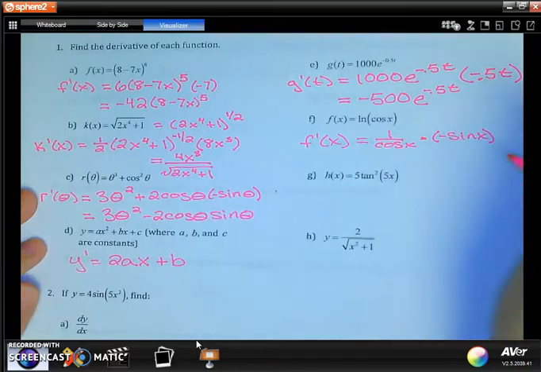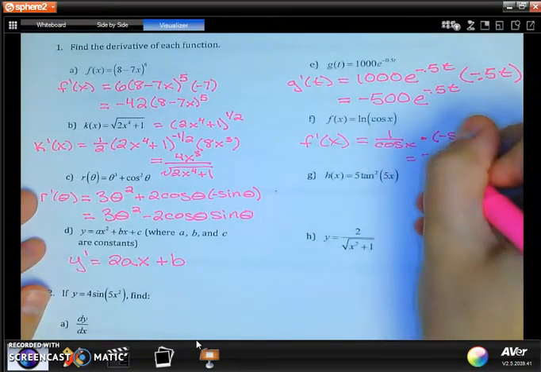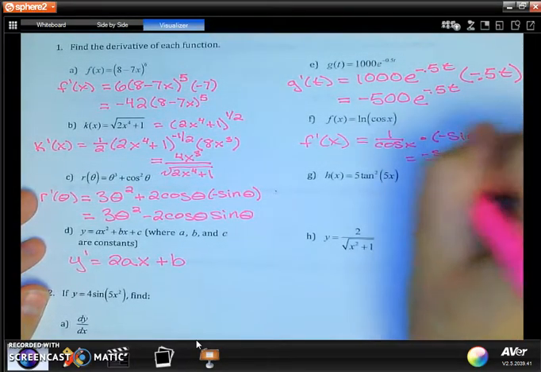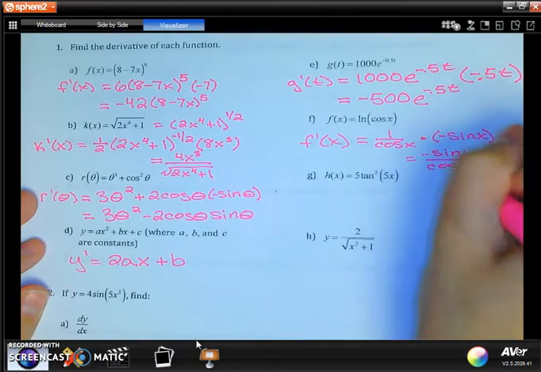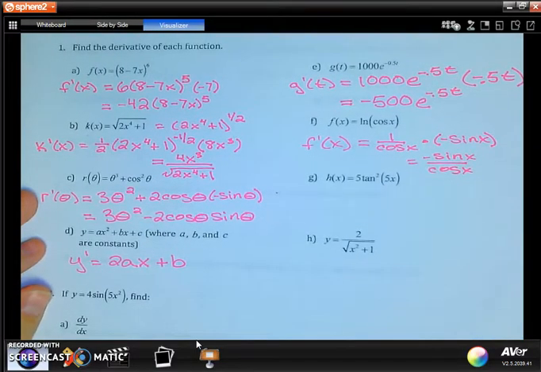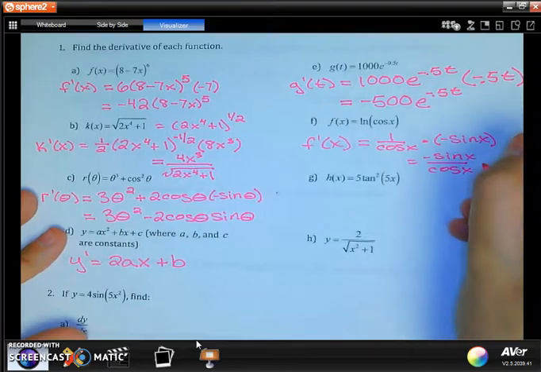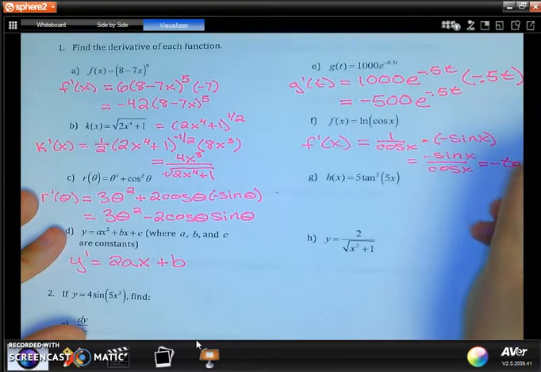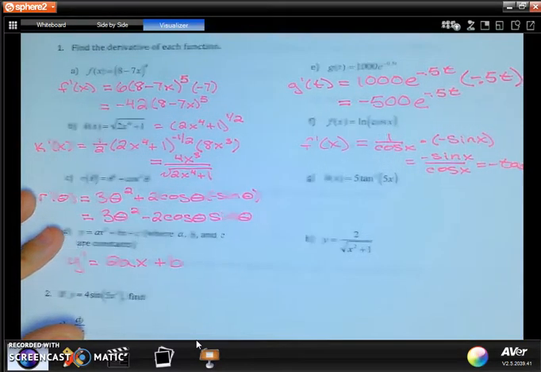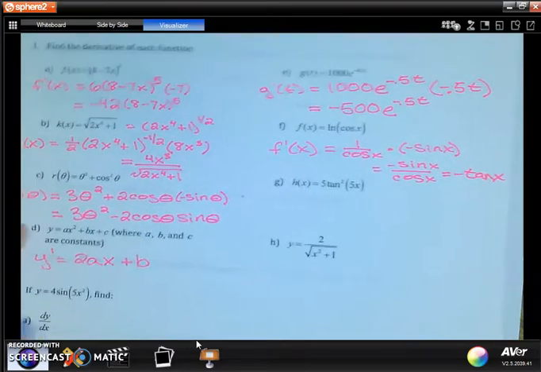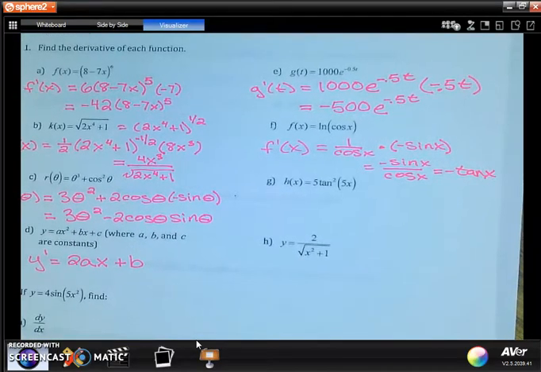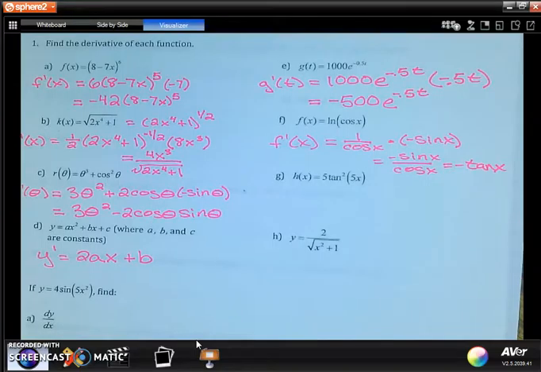Did I say that right? It is negative sine x over cos x. And if you remember from pre-calculus, you can then rewrite that as negative tan x. So if that was a multiple choice, just be careful. They may have reduced it, and that is still negative though, so just be careful there.